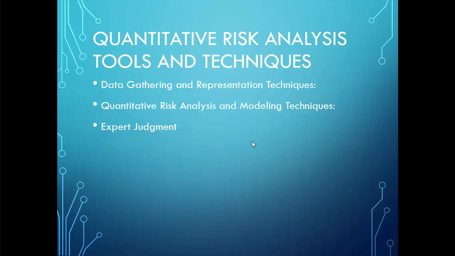In the quantitative risk analysis, we use the following tools and techniques: data gathering and representation techniques, which is interviewing and probability distributions. And then in the quantitative risk analysis and modeling techniques, we use sensitivity analysis, expected monetary value analysis, and modeling and simulation that can actually analyze for us the quantitative data that we have. And then we can also use expert judgment. Again, expert judgment is using expert opinion to judge the risk that we have.